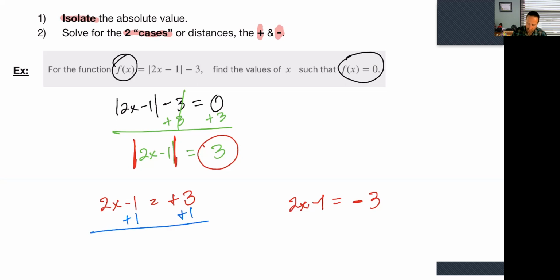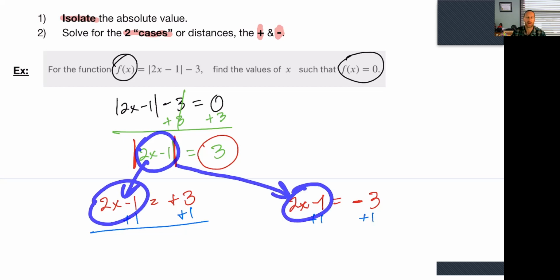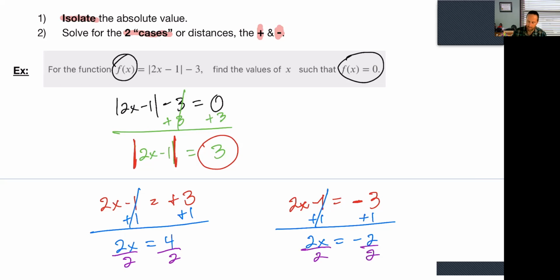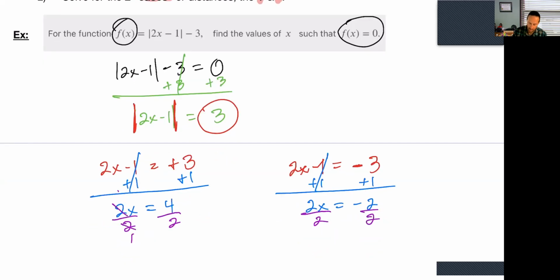I like to solve them simultaneously because I know all of this was going to be the same. And that's what I'm trying to get, is that x by itself. So by adding 1 to both sides of both equations, I now have 2x on this one equals 4. On this one equals negative 2. Then my last step would be to divide by 2 on both sides of both equations to get my 1x equals 2 and my 1x equals negative 1.